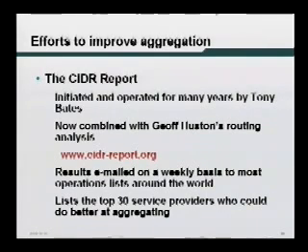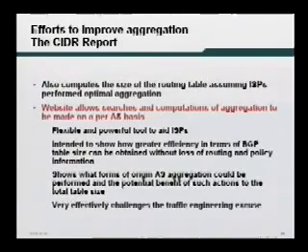Results are emailed on a weekly basis. Most operations lists in the world get to see it. So people who are not on the operations list probably won't know about it. But then which operator isn't on an operations list? It also computes the size of the routing table, assuming ISPs performed optimal aggregation. Well, I showed you a sample of that. But the best thing is the website lets you do searches and computations of aggregation based on your AS.